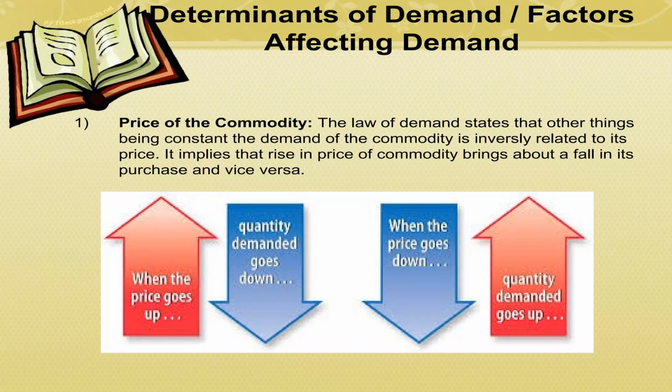Next are the determinants of demand, or we can say the factors that are affecting demand. First is the price of a commodity. As we see in the demand curve, we have a downward sloping demand curve. That shows there is an inverse relationship between the price and quantity demanded, which means when the price increases, the demand for a commodity goes on decreasing, and vice versa.